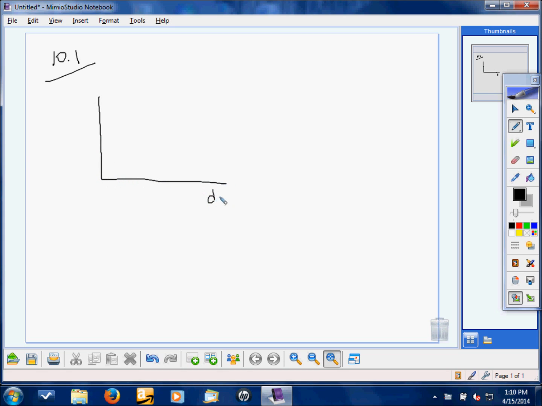This is distance, and distance will be measured in what unit? Meters. And we have force, which would be measured in newtons. Okay, so we know that if you're actually calculating work, you do force times distance, right? As long as the force and the distance are in the same direction.